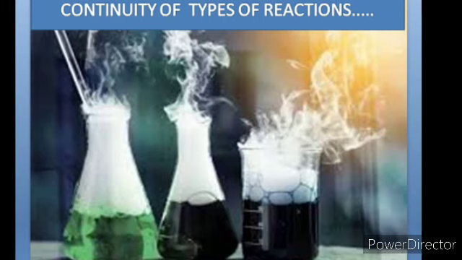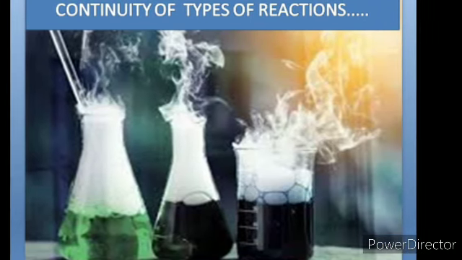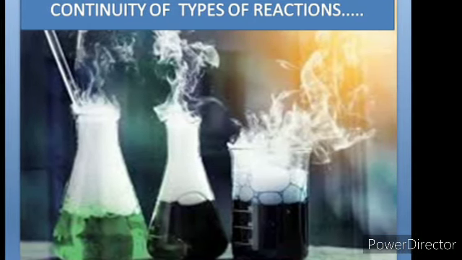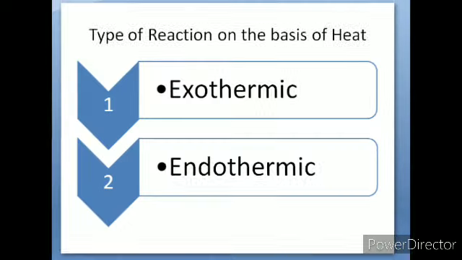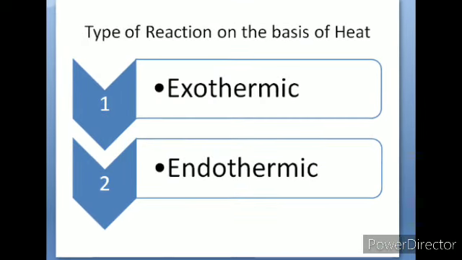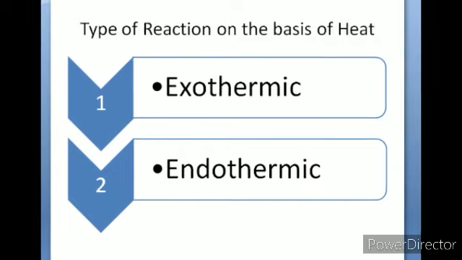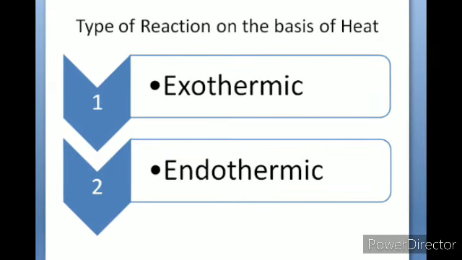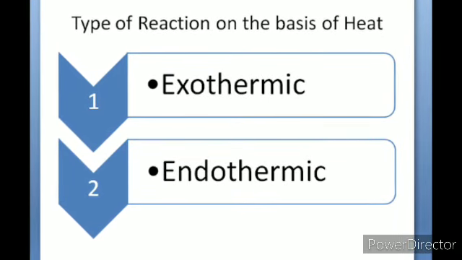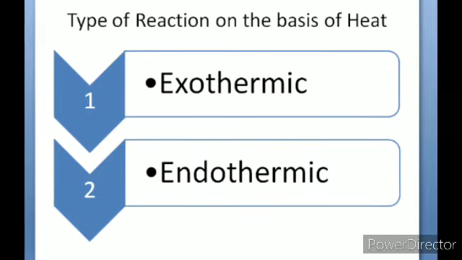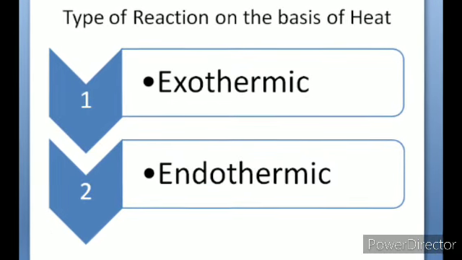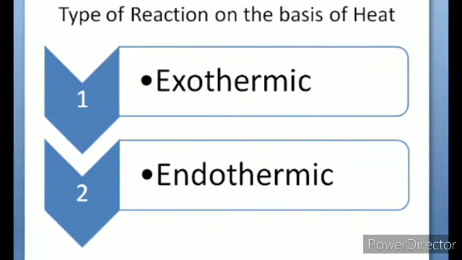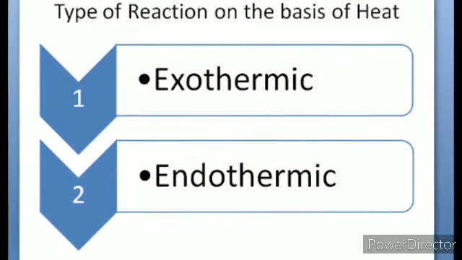Our today's topic is the continuation of our previous one, that is the types of chemical reactions. Today we will discuss the types of reactions on the basis of heat. On the basis of heat, the reactions are divided into two categories. One is exothermic and the second one is endothermic.